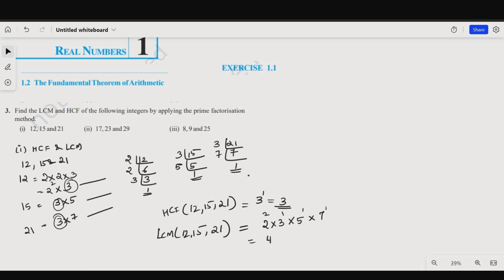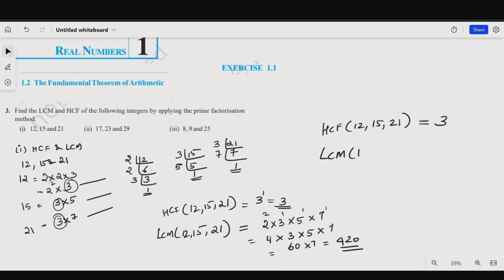So 2 2s are 4. 4 into 3, 12. 12 into 5, 60. 60 into 7, that is 420. So the LCM is 420 and HCF of 12, 15, 21 is equal to 3 and LCM of 12, 15 and 21 is equal to 420.